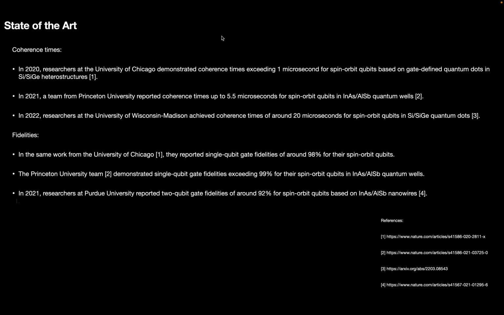And that was the first demonstration of a double quantum dot using a spin-orbit qubit. But the state of the art has made quite some progress. In 2020, 1 microsecond coherence time was observed, in 2021, 5.5 microseconds, and in 2022, which is fairly recent, we have 20 microseconds. For fidelities, now we are seeing things more in the 90s range, which is good.